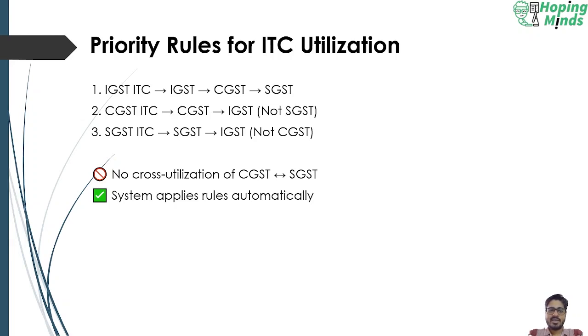Similarly, the SGST input tax credit can be utilized to pay off the state taxes and IGST, and it cannot be utilized for the payment of CGST taxes. So, no cross utilization of CGST and SGST is allowed. Then the system automatically applies the utilization rules in the GSTR 3B return.